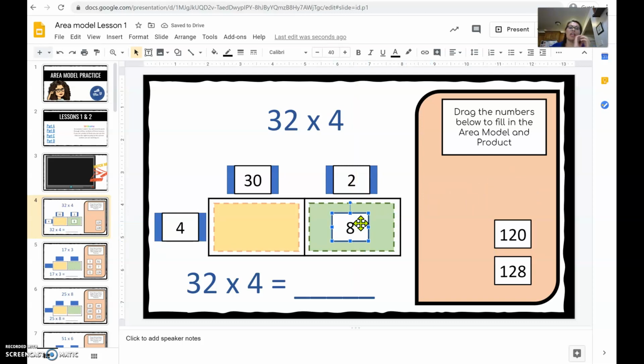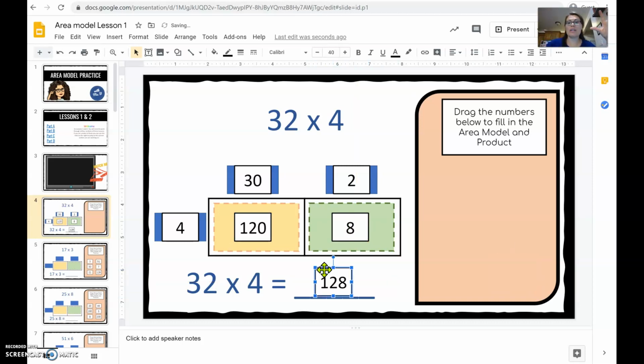Now, I'm going to look at 4 times 30. I know a trick that I've known for years, that if I cover up the 0, I can simply multiply 4 times 3, which is 12, and then I put back that 0. So I know that's 120. So now I have 120 and I have 8. If I combine them together, what's my total going to be? Well, 128. So you're lucky. For this first section, you're going to be taking and putting the numbers in the correct spot.